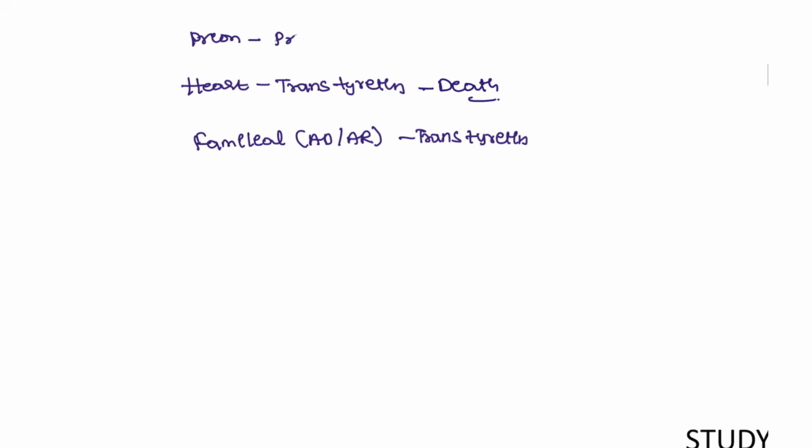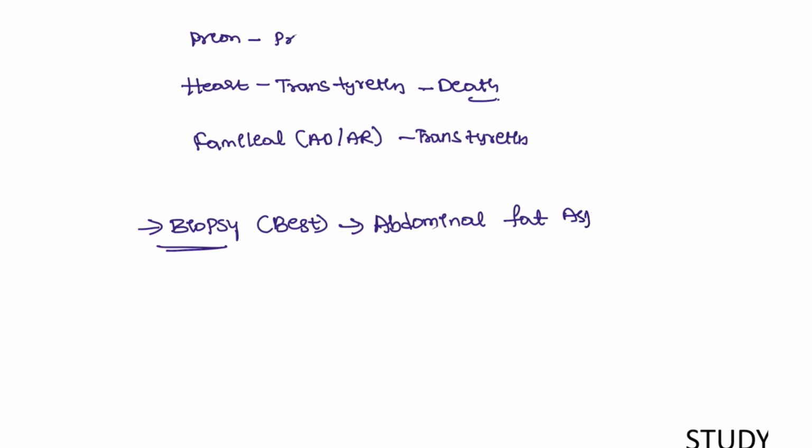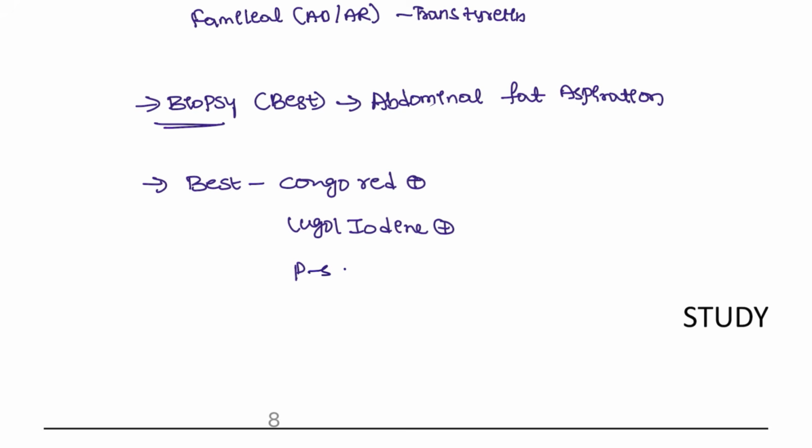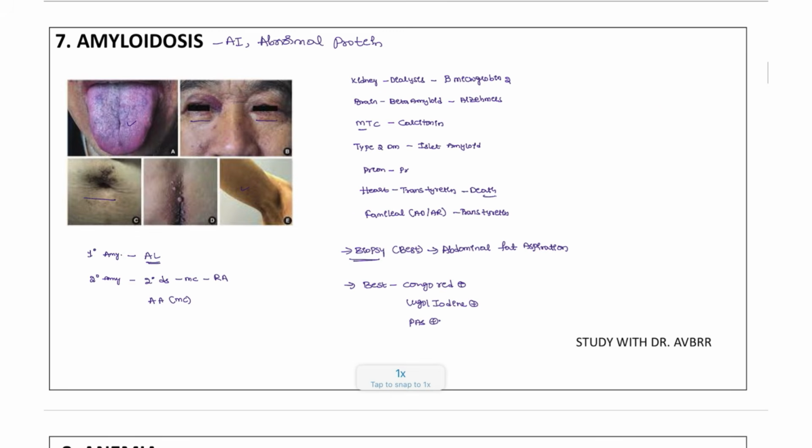And how are you going to diagnose? The best diagnosis is done by biopsy. This is the best, and it can be done by abdominal fat aspiration. From there you can see the histopathological findings, and for the histopathological findings the best stain is Congo red. Congo red we are going to use, or Lugol's iodine, and PAS positive will also be seen here, right? These are the important points about amyloidosis.